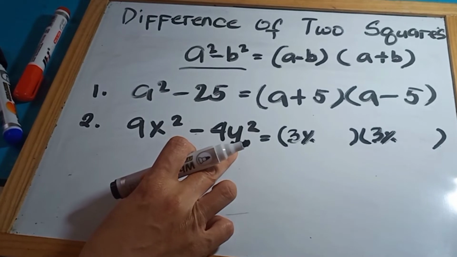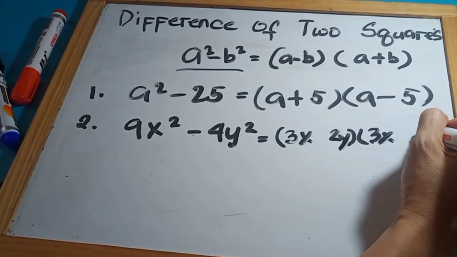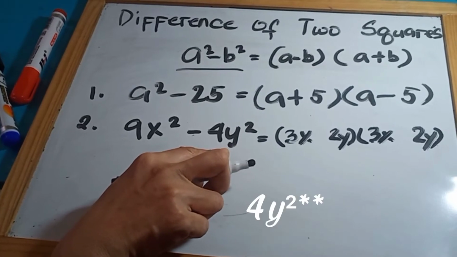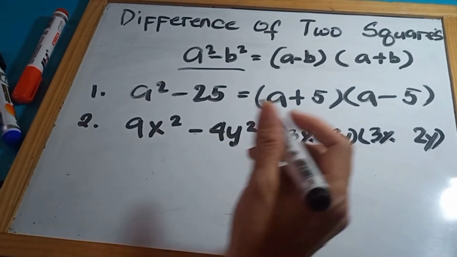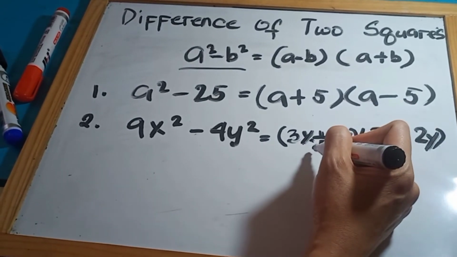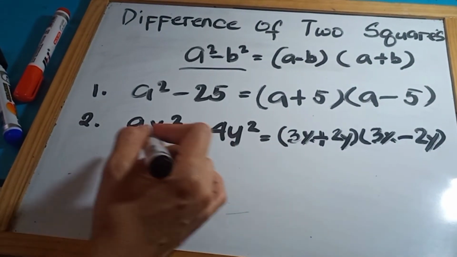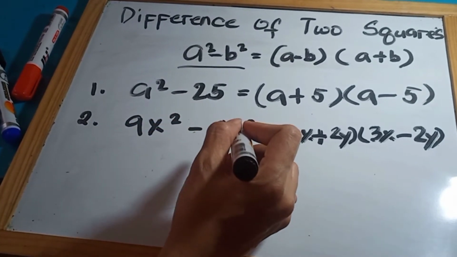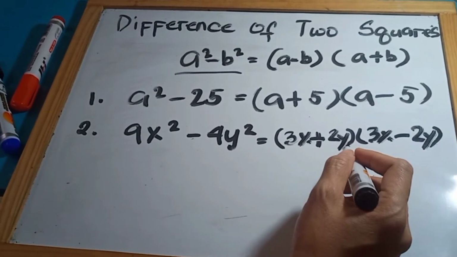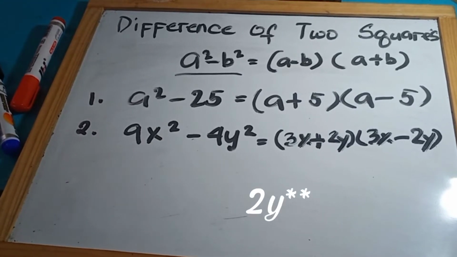How about yung 4y squared? Ano yung factor niya? We have 2y and then 2y. So, 2y times 2y, that is 4y squared. And ano sabi sa difference of two squares? They are the product of their sum and difference. Therefore, yung sign nila is positive and negative. So, ang factor ng 9x squared minus 4y squared is equal to 3x plus 2y times 3x minus 2y.